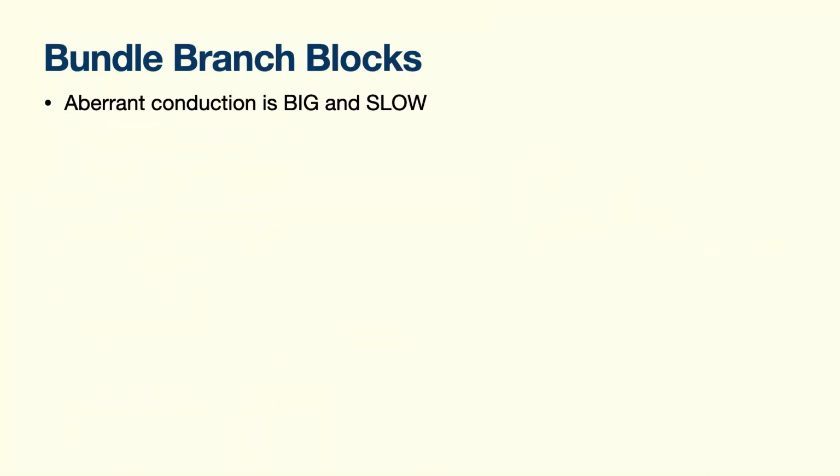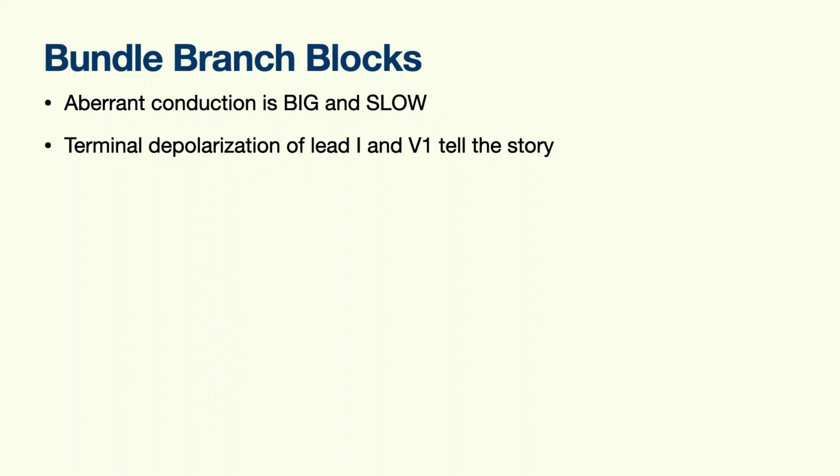So with bundle branch blocks and how you identify them, the thing to remember is that when you have aberrant conduction that's not going through the His-Purkinje system, it's big and slow. It makes a big footprint on the ECG. So the terminal depolarization of leads 1 and V1 tell the story, and I'll explain why that is. AVL and V6 can be helpful.